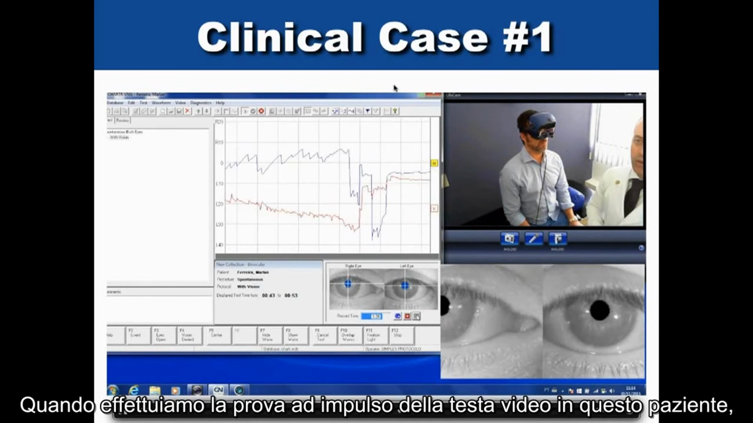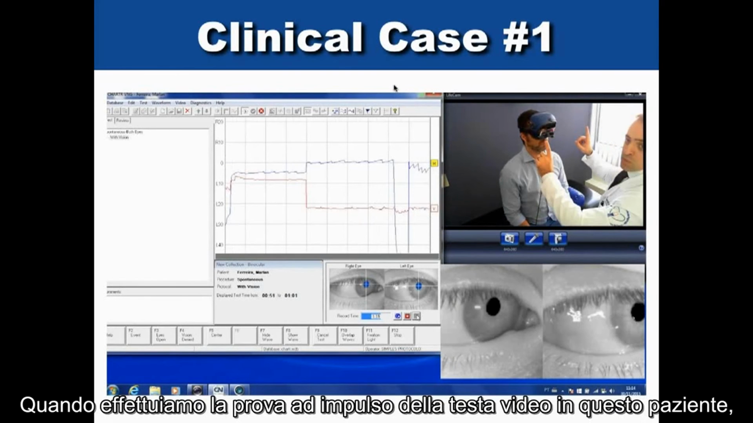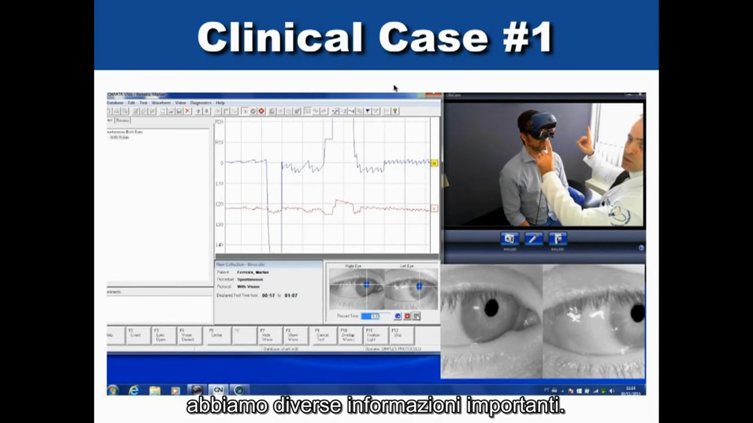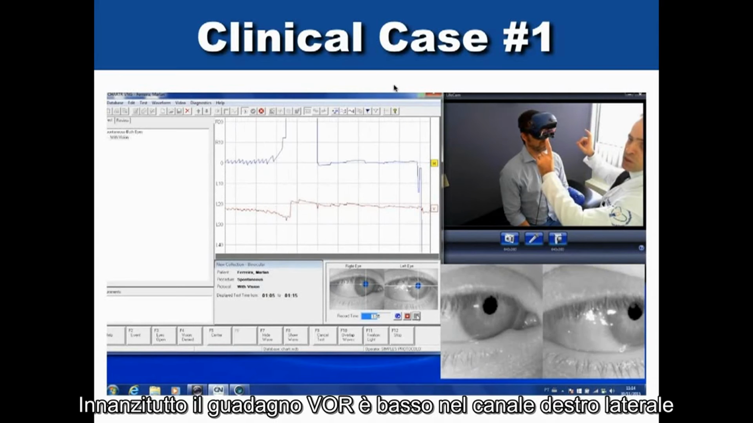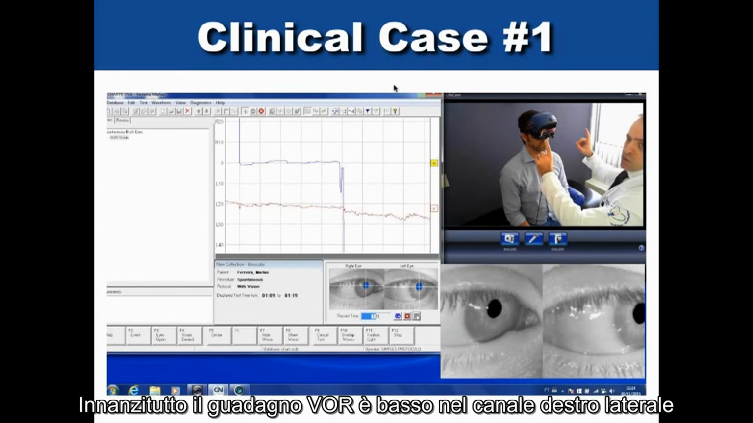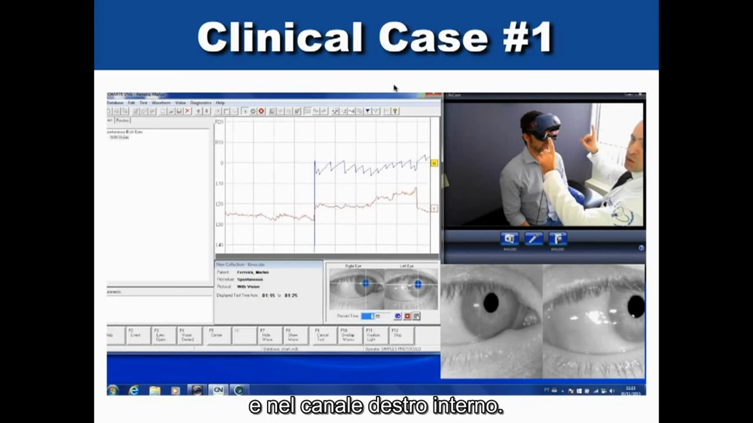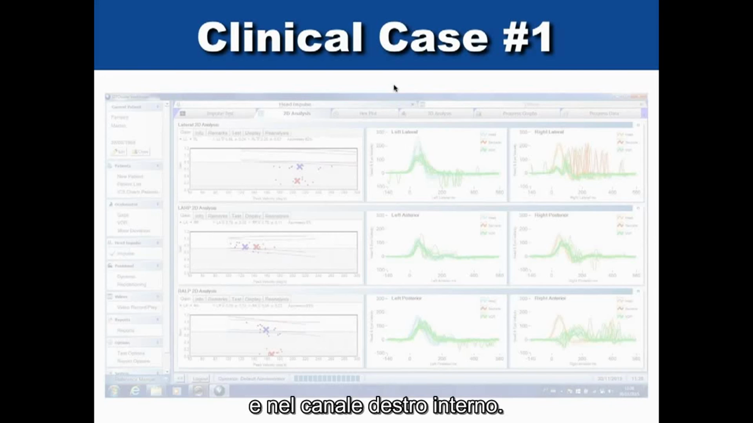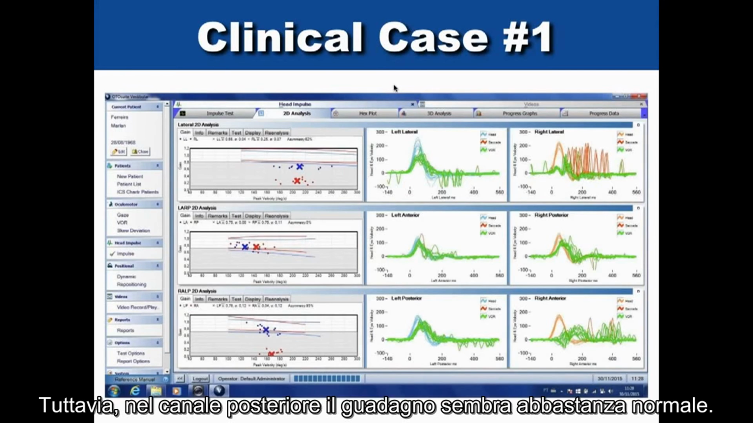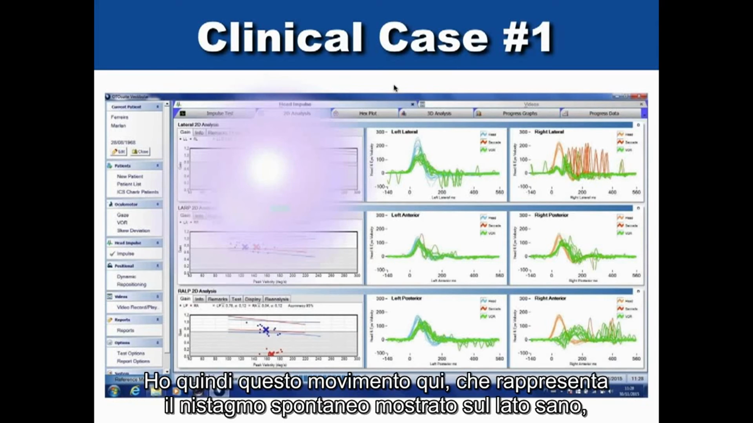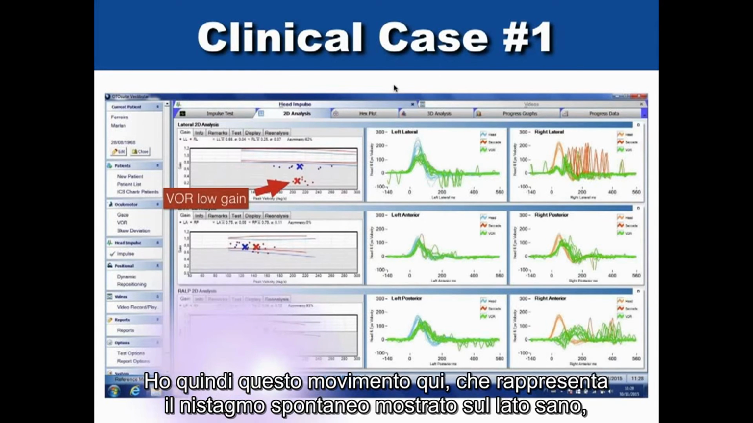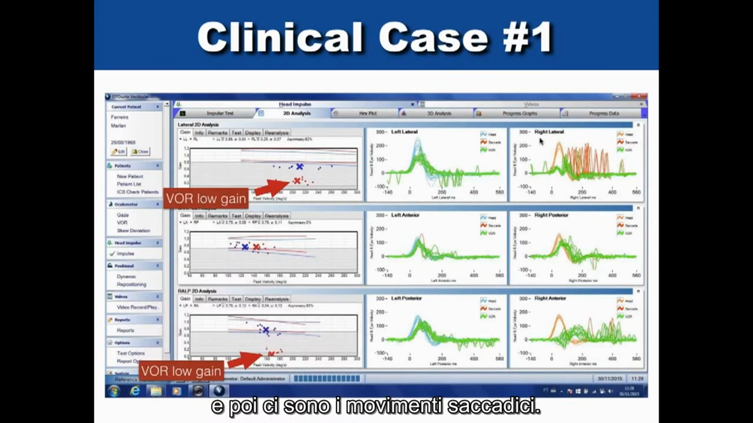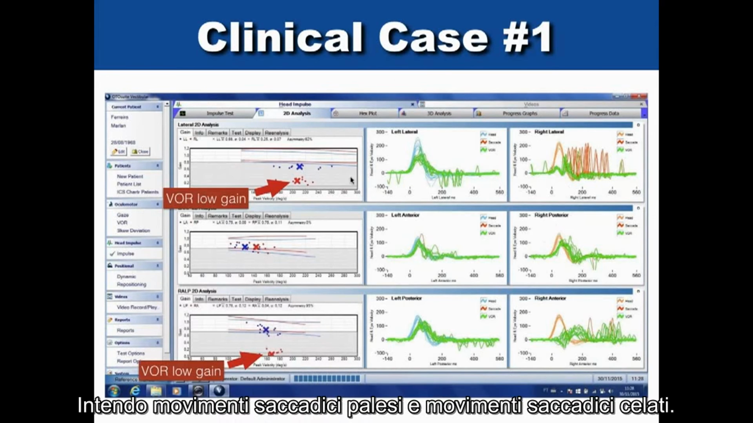So when we do the video head impulse test in this patient, there is a lot of interesting information here. First of all, the VOR gain is low in the right lateral canal, and the gain is low in the right anterior canal. But in the posterior canal, the gain seems pretty normal. I have this movement here, which is the spontaneous nystagmus that has been shown in the healthy side, and they do have the saccades, over saccades and cover saccades.